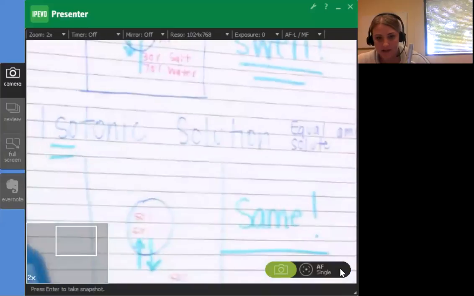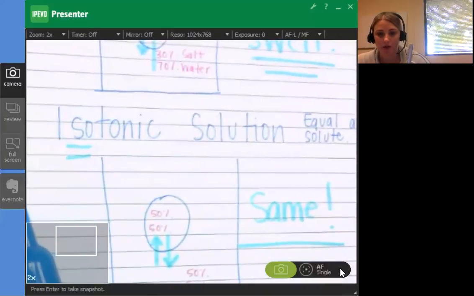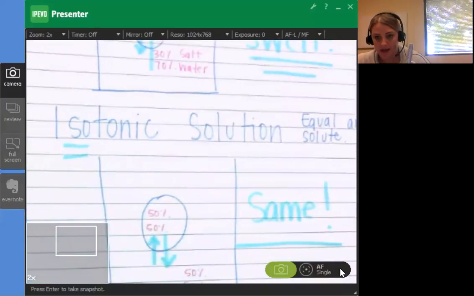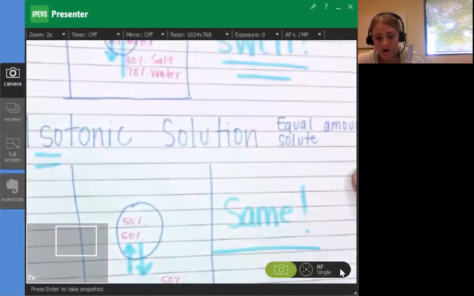And then the last one is isotonic solution. They're the same on both sides, inside of the cell and outside. So our net movement is going to be the same. Therefore, our cell will stay the same as well.